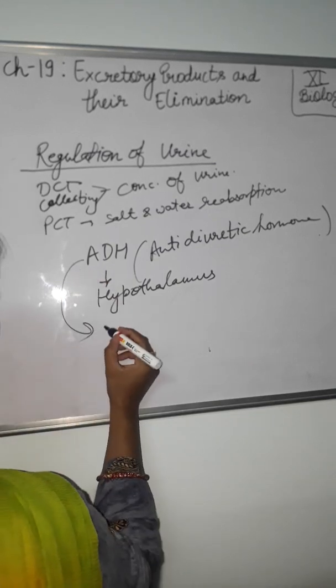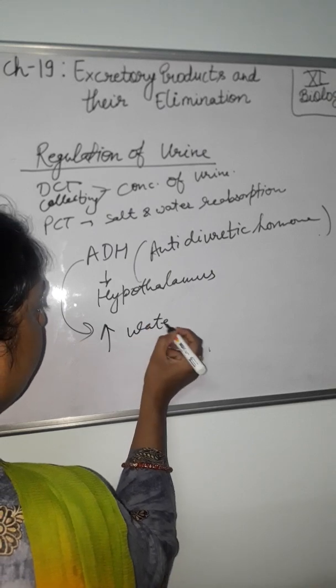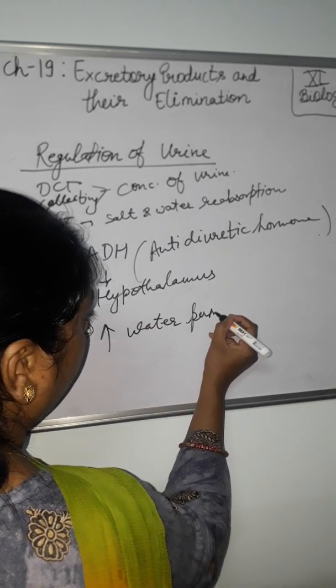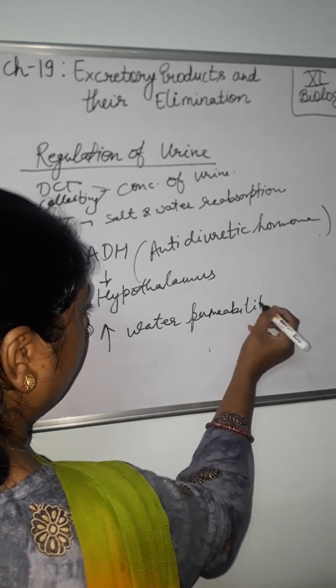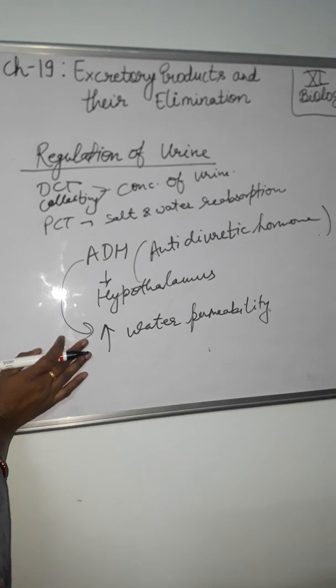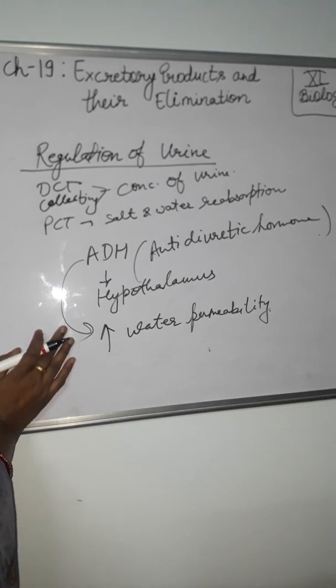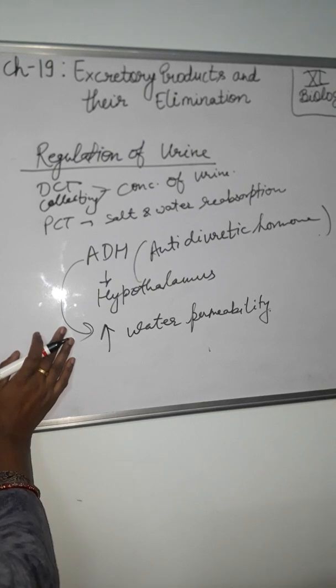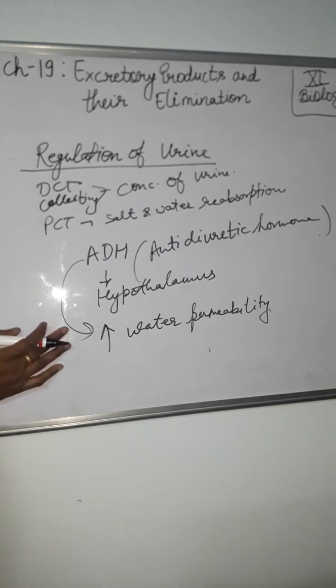ADH का function क्या है? Increase the water permeability to the collecting duct. When the body is overloaded with water, ADH secretion ceases and the collecting tubule become impermeable to water, leading to copious or dilute urine. On the other hand, when the body is dehydrated, ADH is secreted, making the collecting tubules more permeable to water, leading to small volumes of concentrated urine.